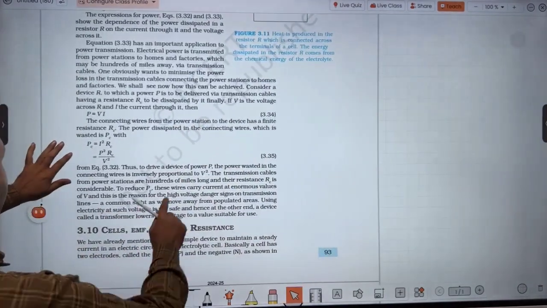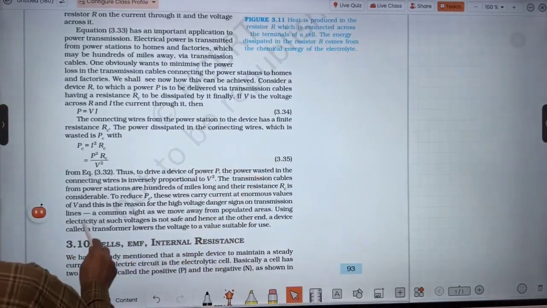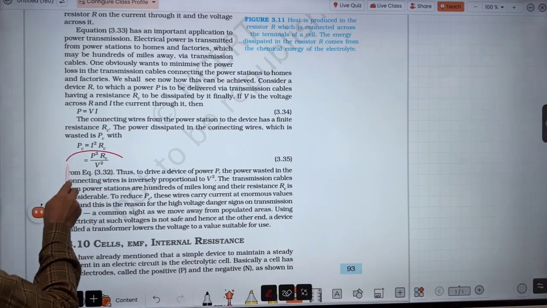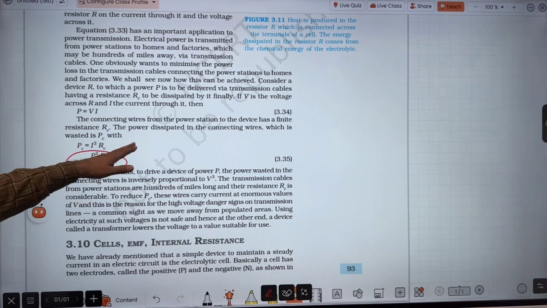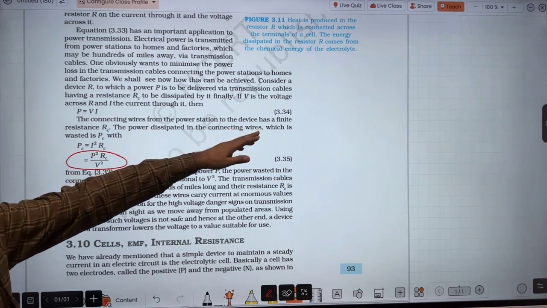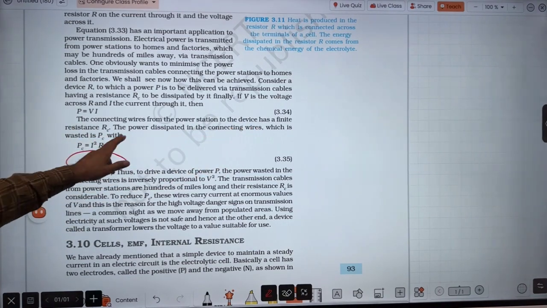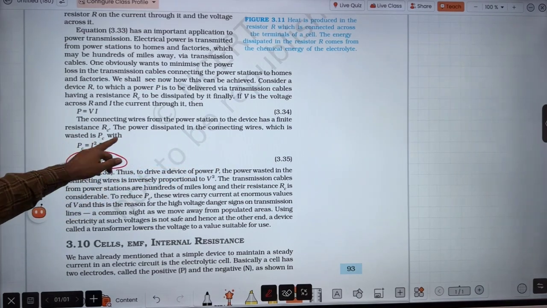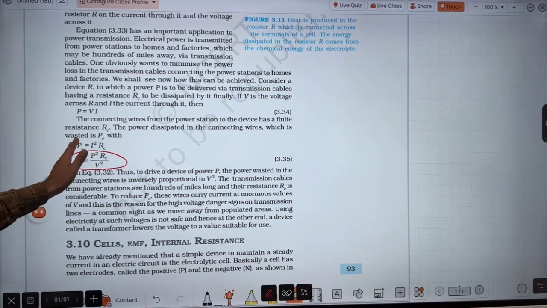The important point is this. The connecting wires from the power station to the device have a finite resistance Rc. The power dissipated in the connecting wires, which is wasted, is Pc, with Pc equal to, suppose.